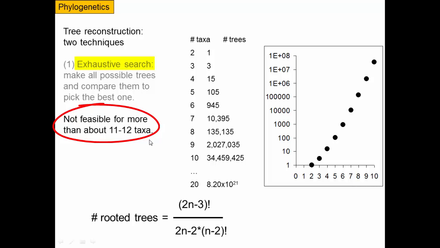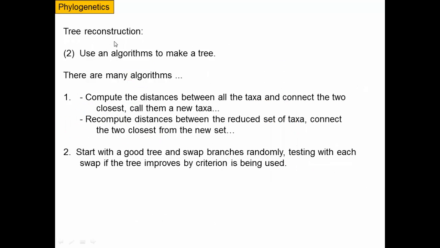And so for practical purposes, that means this exhaustive search technique is not feasible, even with fast computers, for more than about 11 or 12 taxa. Since it's not feasible for anything really interesting, we need a different approach. A different approach to tree reconstruction would be to use an algorithm to make a tree. There are lots of different algorithms. Here's the simplest conceptual one.